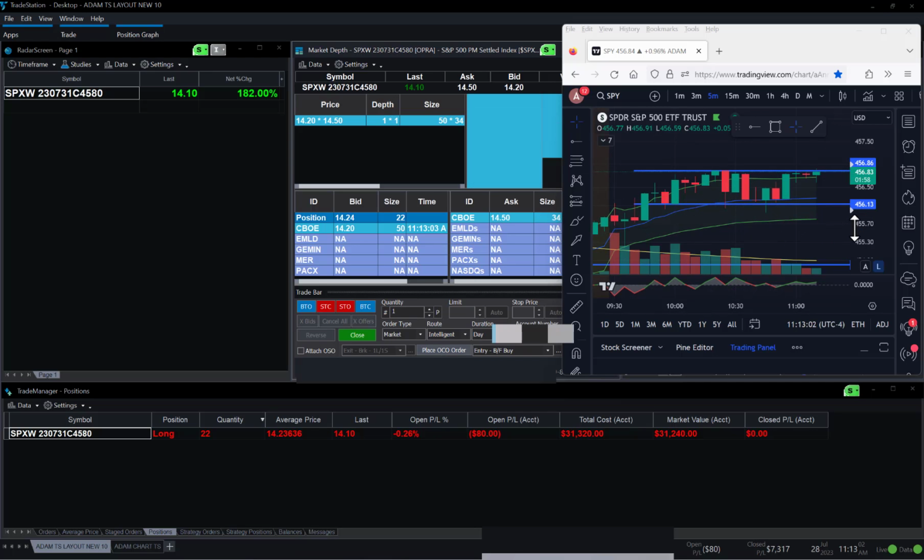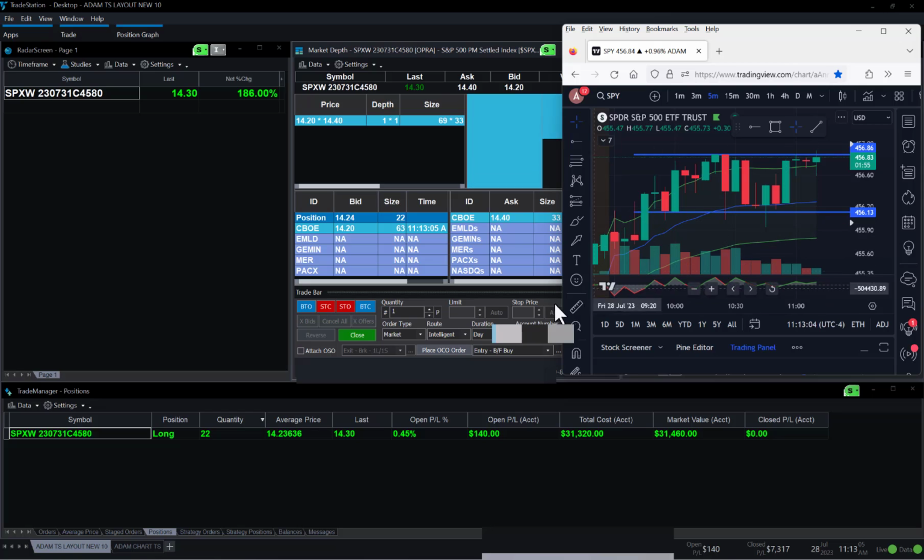Hello guys, this is a live trade on SPX calls. As you can see here on the chart, here's my level for calls.